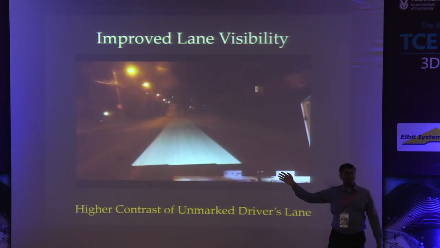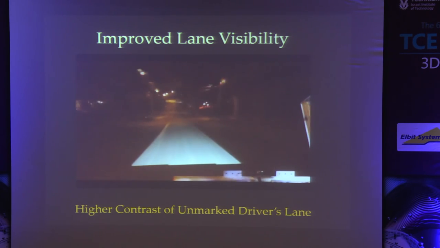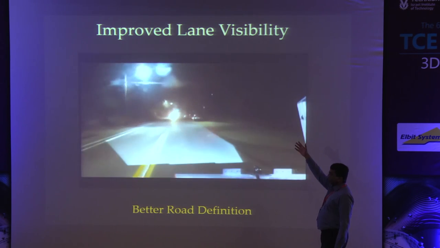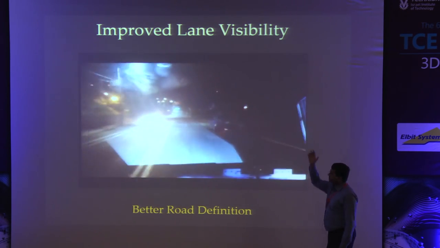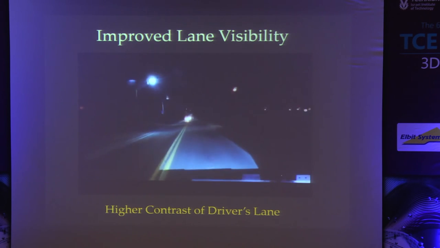Most of the roads in Pittsburgh don't have lane markings, so that's great. It works in bright light as well. This is a very brightly lit road, actually. And you can see this very well. Again, a single lane and so on.